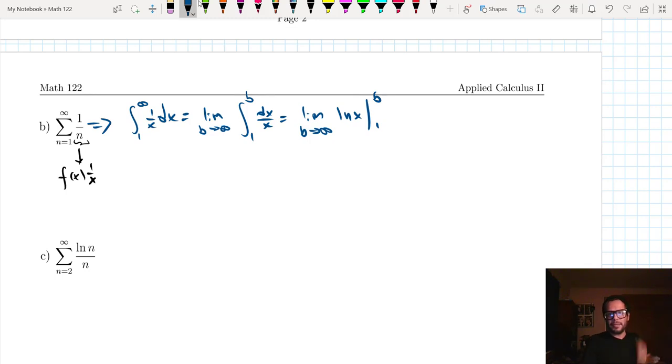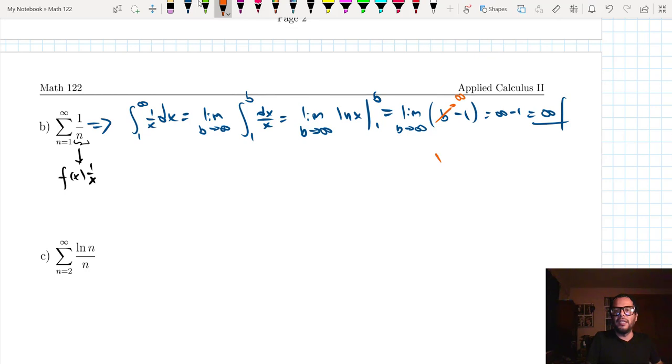Okay, so let's simplify this. Let's evaluate the upper limit minus lower limit using the fundamental theorem of calculus. So this will be ln of b minus ln of 1. And what is this going to be? When we plug in infinity, this is going to blow up to infinity. So basically, we are going to have infinity minus 0, which is going to be infinity. Otherwise, this means that the integral diverges.